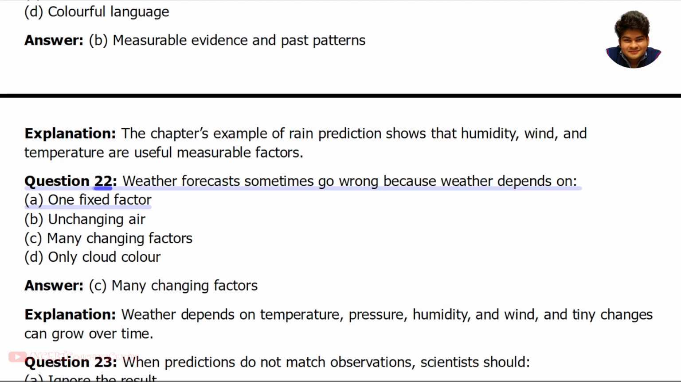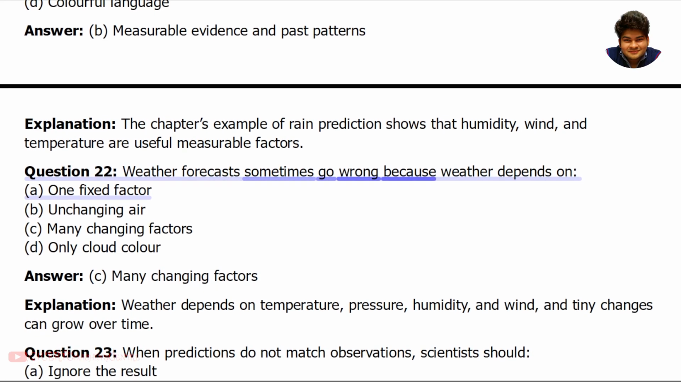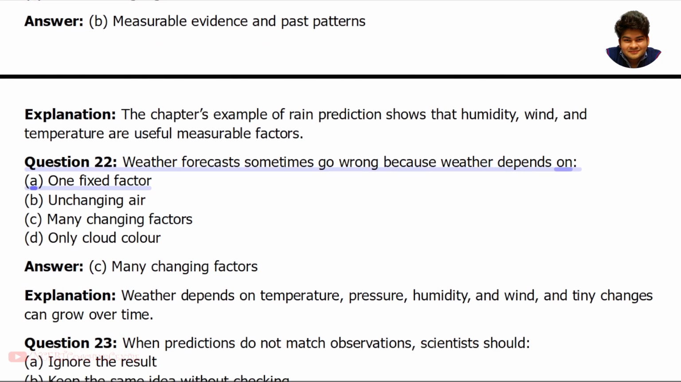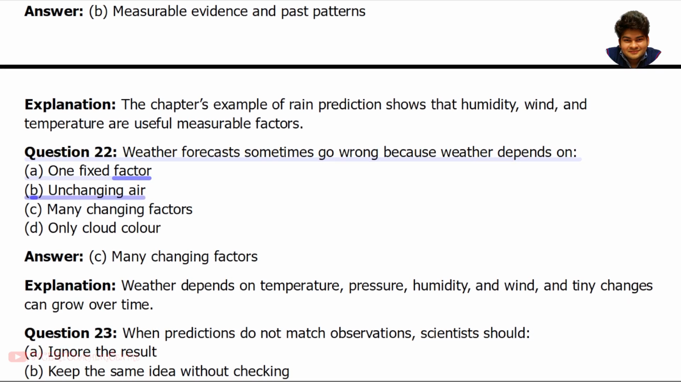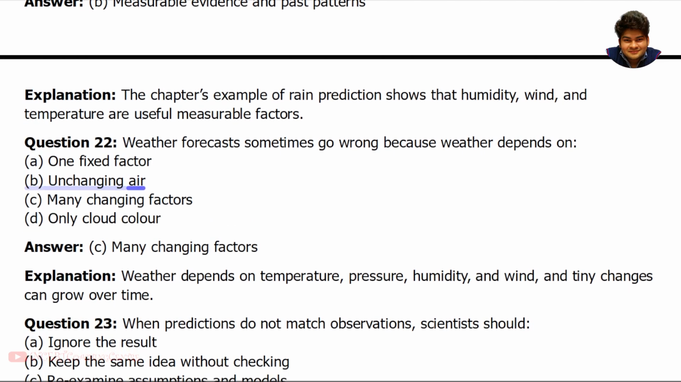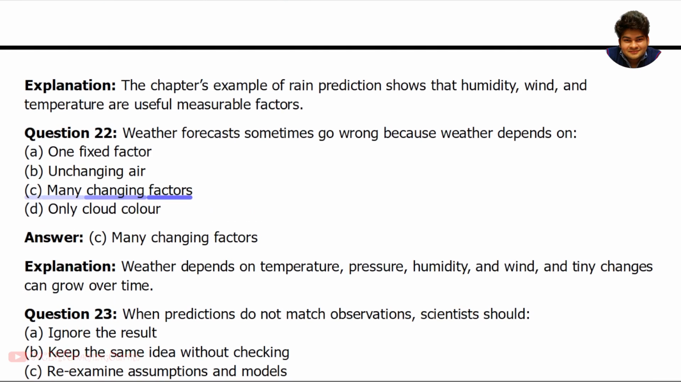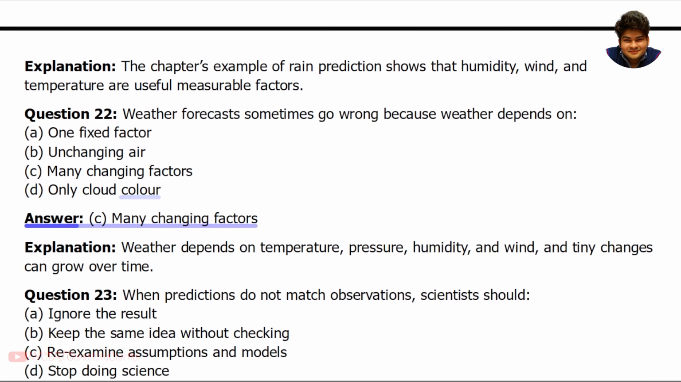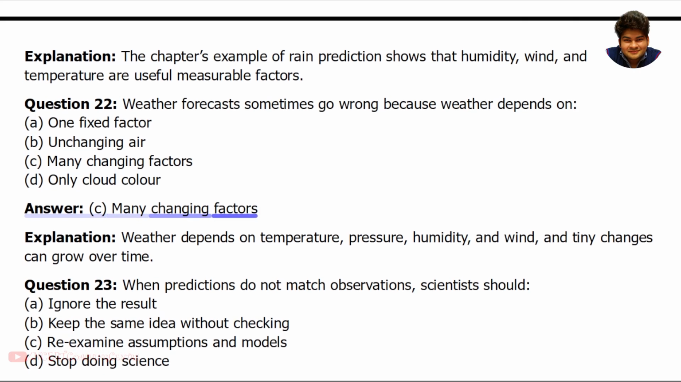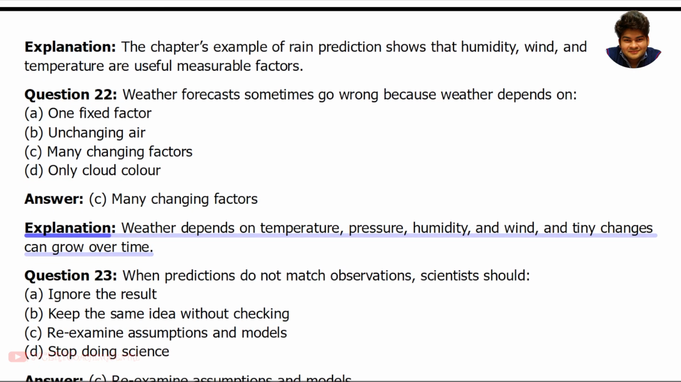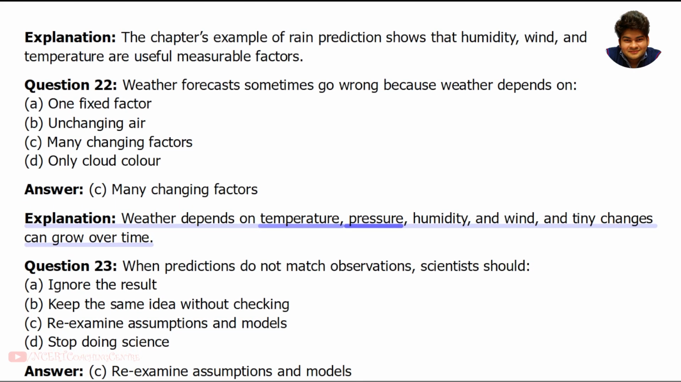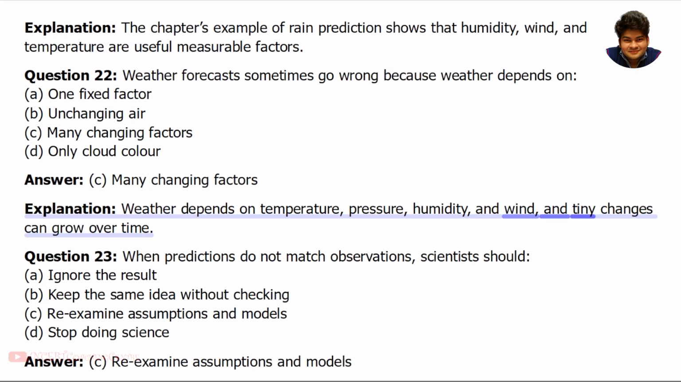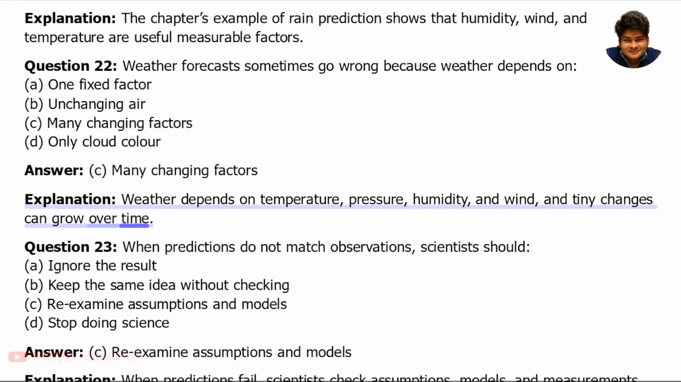Question 22. Weather forecasts sometimes go wrong because weather depends on: A. One fixed factor. B. Unchanging air. C. Many changing factors. D. Only cloud color. Answer: C. Many changing factors. Explanation: weather depends on temperature, pressure, humidity, and wind, and tiny changes can grow over time.